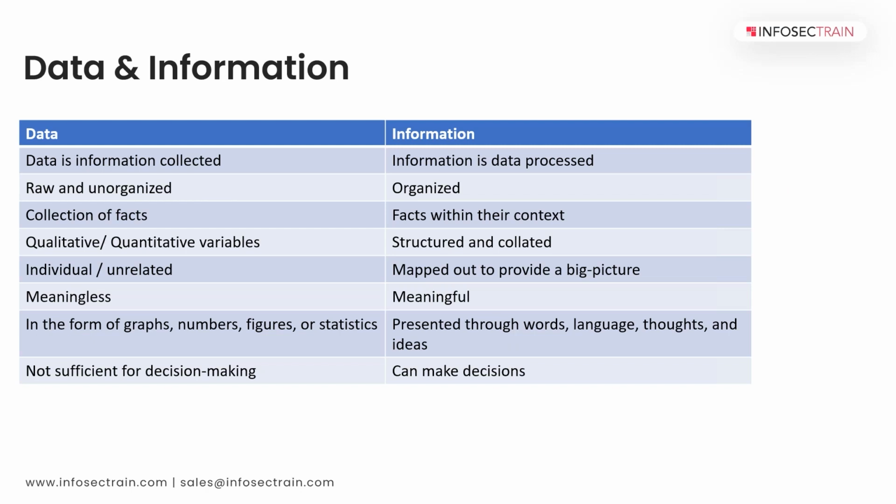Then we get a big picture, because when you look at individual data, it gives you bits and pieces, but when you collect and collate that information, you get a big picture, and based on that you can take decisions. This is more meaningful and more textual, because you present it in terms of language, thoughts, and ideas. Based on that, we will be in a position to take decisions. That's the major difference between data and information.